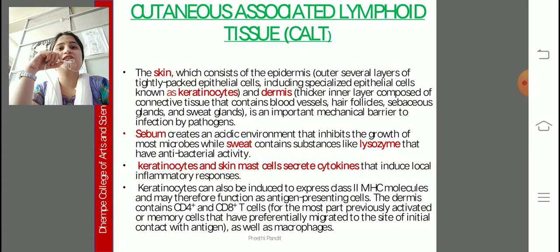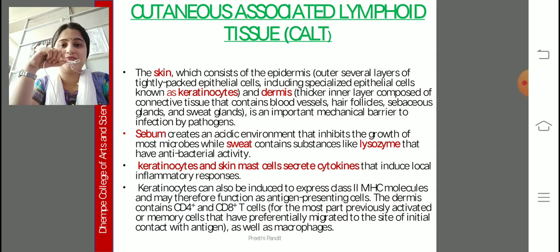Now we'll discuss CALT, which is the cutaneous associated lymphoid tissue. Cutaneous means you should remember the word skin, because the skin is the outermost, largest organ, and several tightly packed epithelial cells are present, along with specialized cells such as keratinocytes. The dermis is a thick layer composed of connective tissue which is in contact with the blood vessels, hair follicles, sebaceous glands, and the sweat glands. Now these sebaceous and sweat glands are important here.